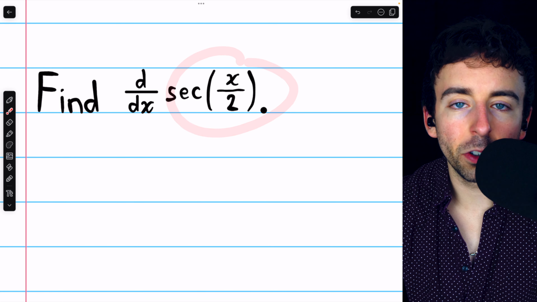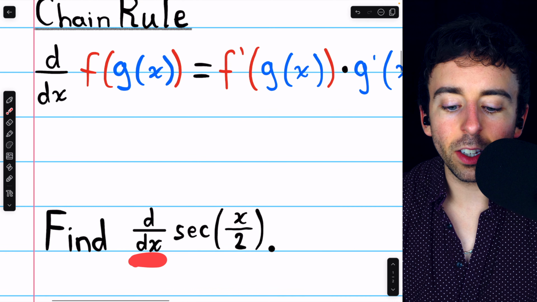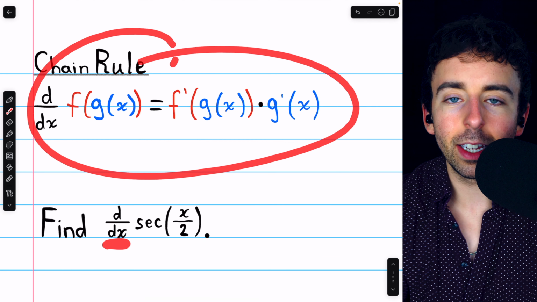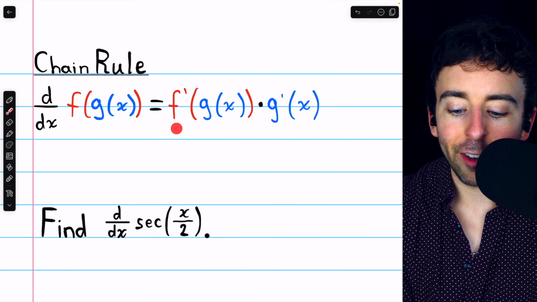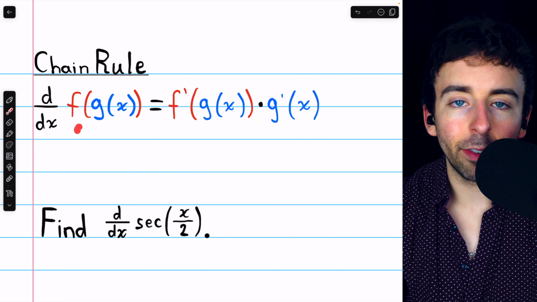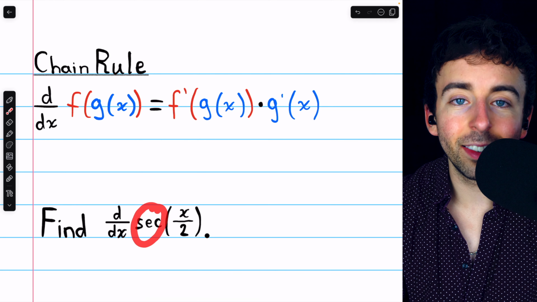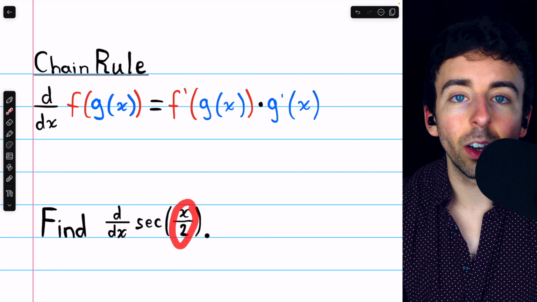Secant of x over 2 is a composite function, so to find its derivative we need to use the chain rule, which I've written here for your reference. The derivative of f of g is f prime of g times g prime. In this case, f, the outside function, is secant, and g, the inside function, is x over 2.